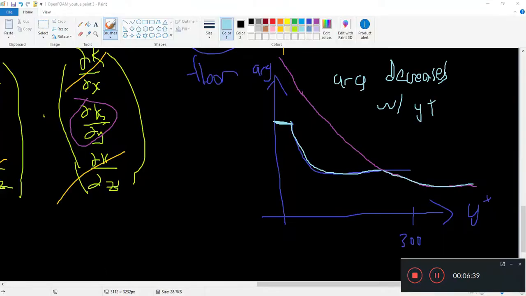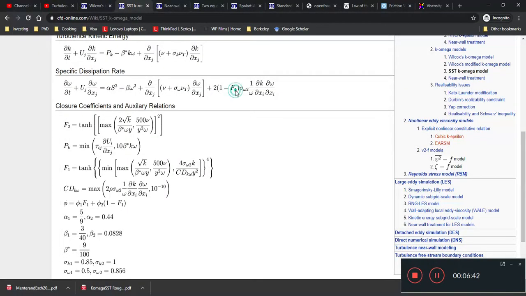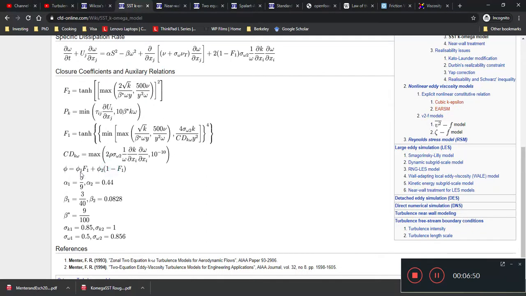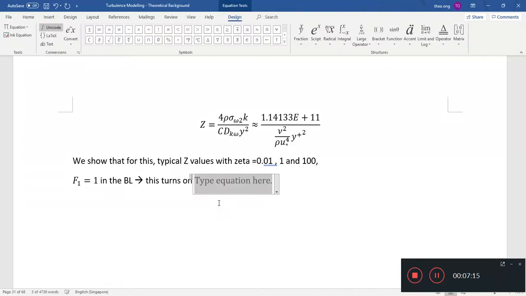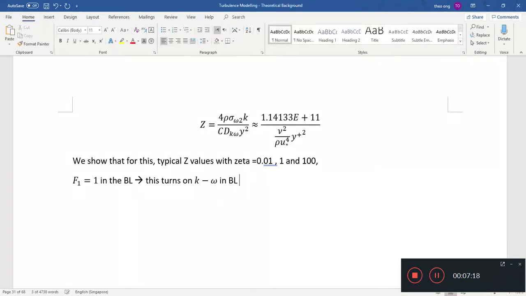Okay, if F1 equals 1 in the boundary layer, this term disappears. That means we are using the traditional K omega model. F1 equals 1 in the boundary layer, meaning that we will only use phi 1, because 1 minus F1 is 0. So phi 2 is not used. Phi 2 is the constant used for the K epsilon model. Phi 1 is the constant used for the K omega model. So we see how this blending function works. This turns on K omega in the boundary layer always.